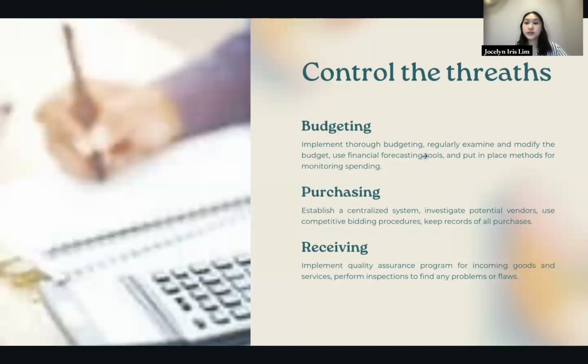The third one, we could control receiving by implementing a thorough quality assurance program for incoming goods and services while receiving. Then we could perform inspections right away to find any problems or flaws. We could create explicit procedures for recording and reporting problems with received goods. And then we could make sure that receiving and the appropriate departments are in constant communication.